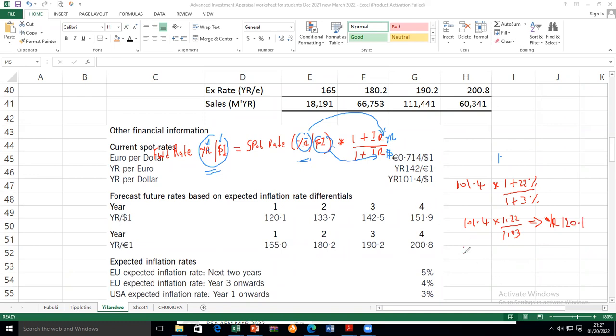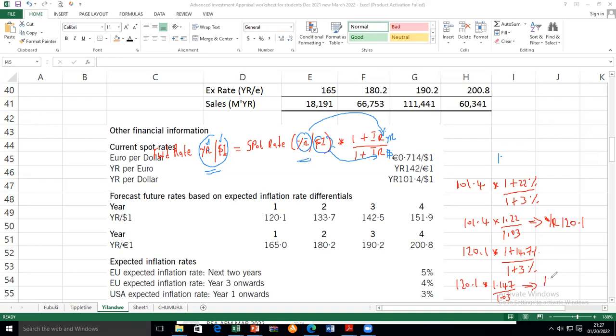What will be the second year? 120.1 multiplied by, now here it's tricky because now it's 1 plus 14.7% over 1 plus 3%. So let's go. $133.75.